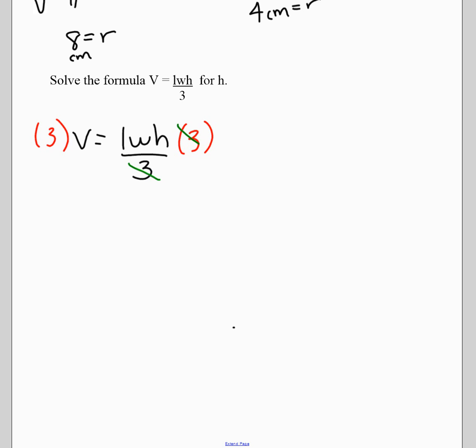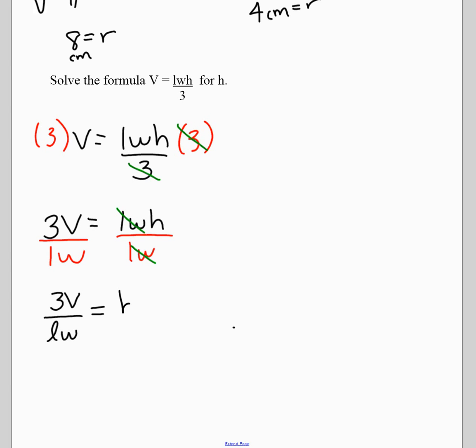When you do that, the 3's will cancel out, and you'll be left with 3 times the volume equals length times width times height. Now, we want just the h. So that means we need to get rid of the length and the width. How do we do that? We divide by the length and the width. Again, on this side, these will cancel, and we'll be left with 3 times the volume divided by the length times the width equals the height. I've now rearranged the formula to solve for height. And so if I knew volume, length, and width, I could now find the height.